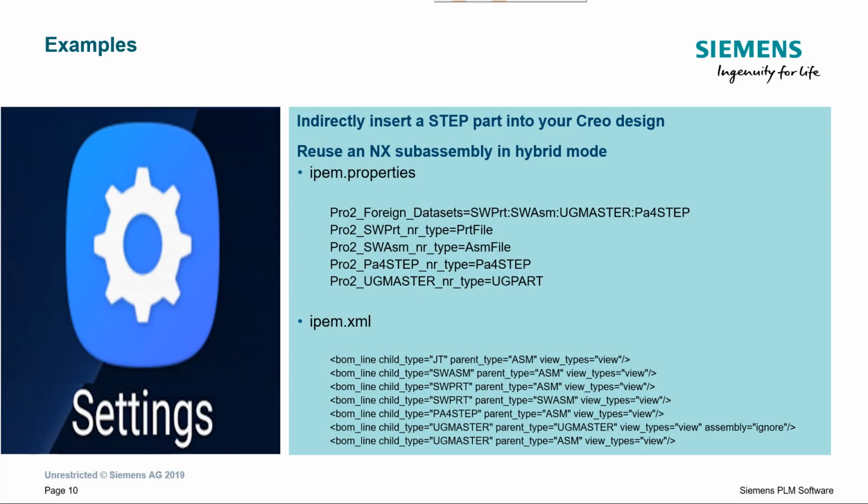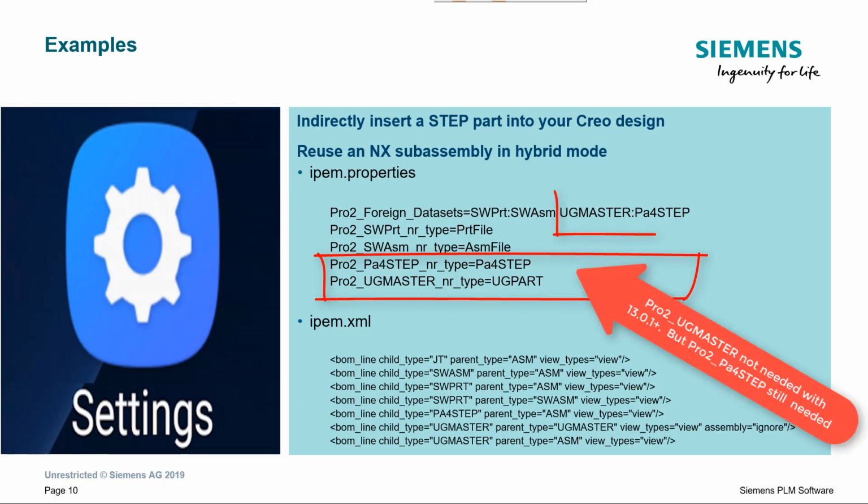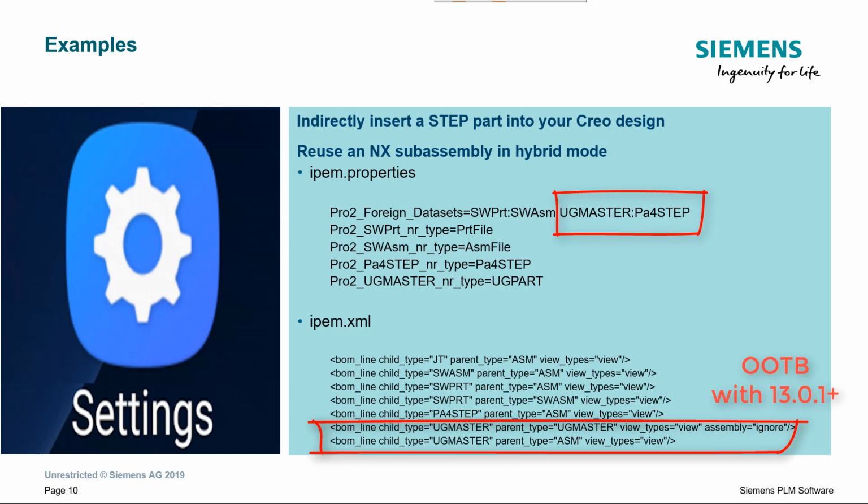We'll finish by enabling indirect reuse of a part step file, and hybrid reuse of an NX design. The ipem.properties file is updated with data set and named reference types for step and NX. The ipem.xml file's BOM map is extended to include the step and NX data set types.